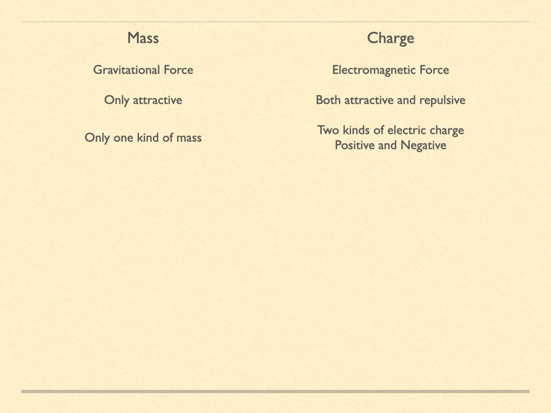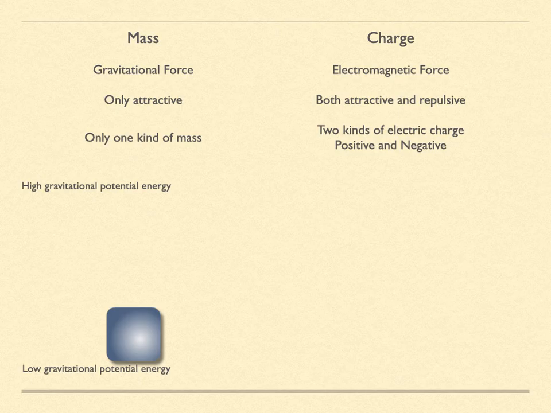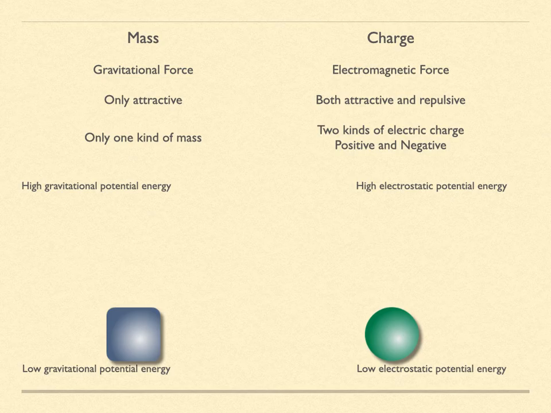Objects that possess either or both of these properties move in response to fields. An object with mass in a gravitational field moves from a region of high potential energy to a region of low potential energy. Similarly, an object with electric charge moves in an electric field from a region of high potential to a region of low potential energy.